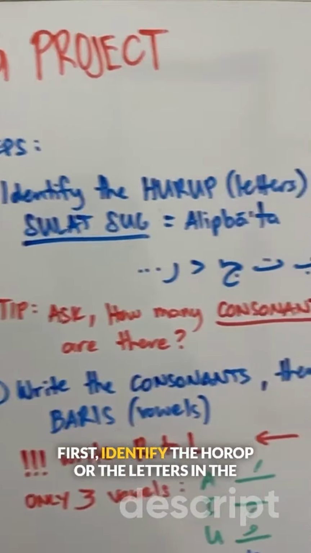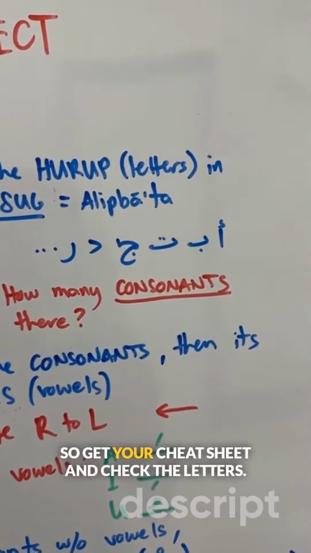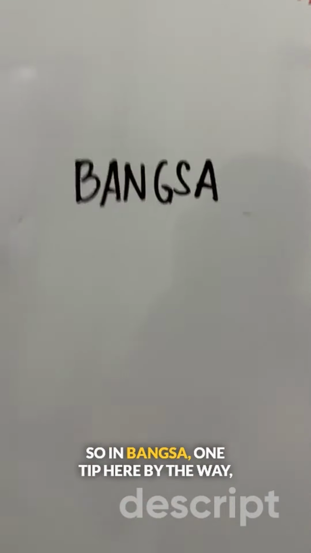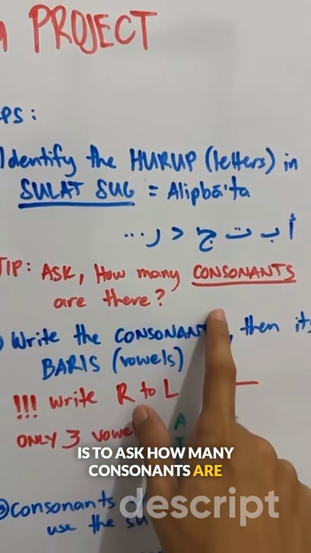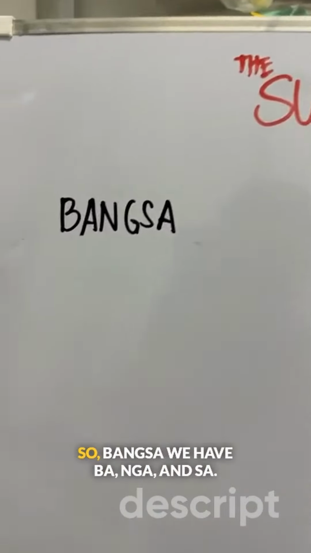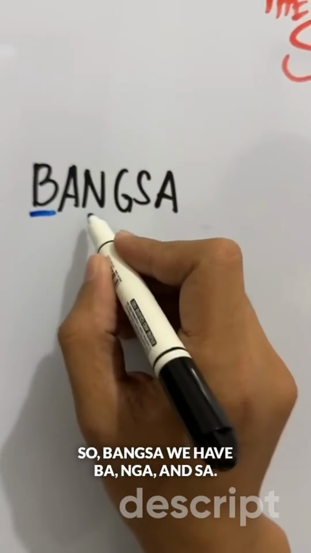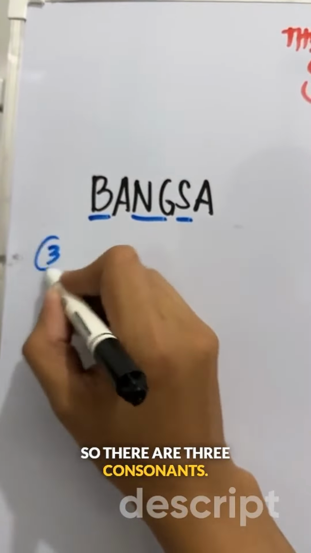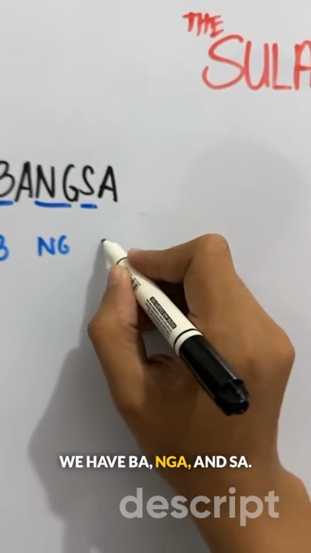First, identify the huruf or the letters in the Sulat Sug or Alif Bata. So get your cheat sheet and check the letters. So in bangsa, one tip here is to ask how many consonants are there in that word. So bangsa, we have ba, nga, and sa. So there are three consonants. We have ba, nga, and sa.